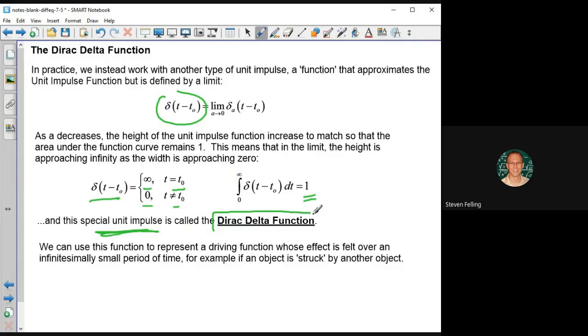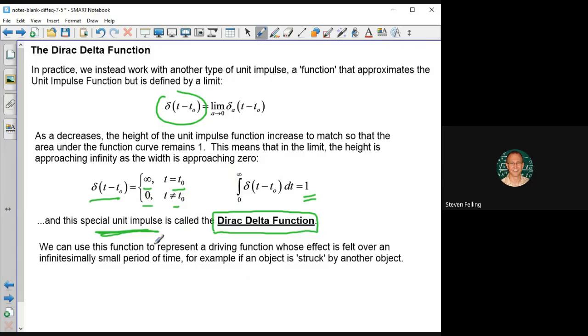It's called the Dirac Delta Function, named after Dirac, who was a mathematician and physicist who first described this. And we can use this function as a driving function whenever we want to model something called an impulse, something where an object is applying its force over a negligible period of time.